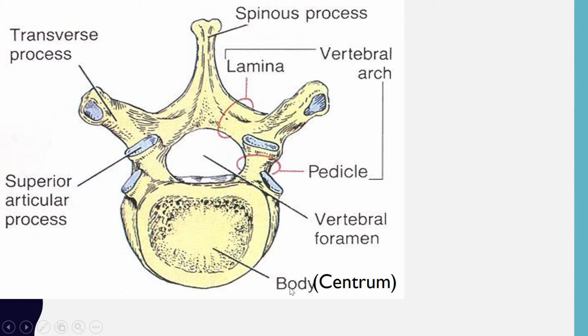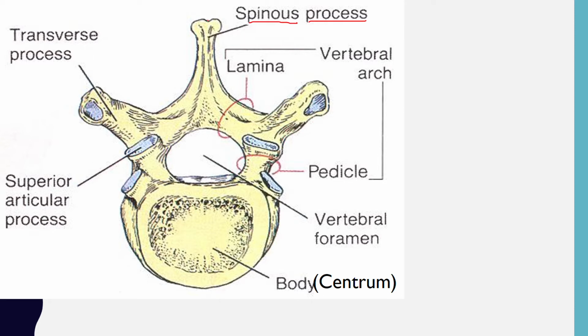So to introduce to you, this is the body of a vertebra, also known as the centrum. And also we have, if there is a hole here, that's the foramen. This is called the vertebral foramen, which is in the middle. Vertebral foramen is meant for the spinal cord to pass through. And we also have processes, namely the spinous process.